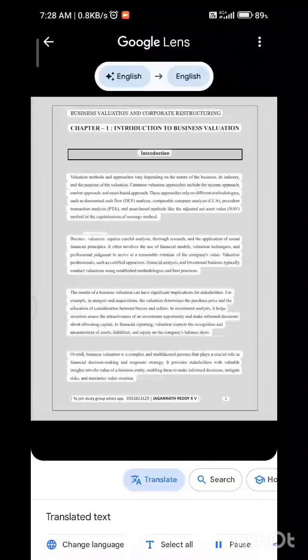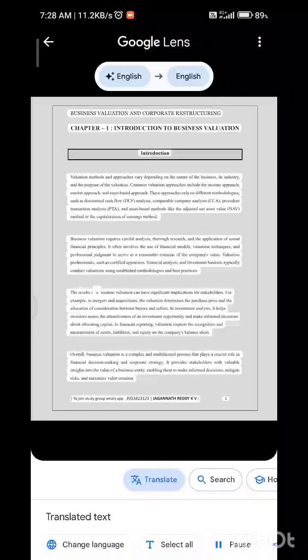Business valuation requires careful analysis, thorough research, and the application of sound financial principles. It often involves the use of financial models, valuation techniques, and professional judgment to arrive at a reasonable estimate of the company's value. Valuation professionals, such as certified appraisers, financial analysts, and investment bankers, typically conduct valuations using established methodologies and best practices.